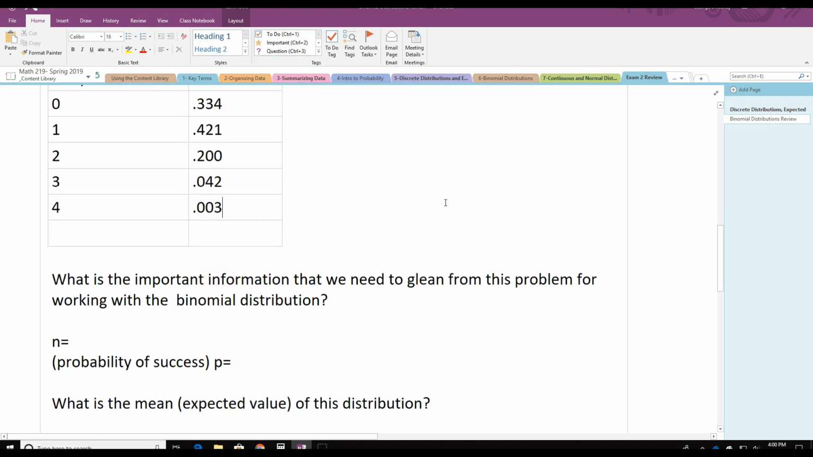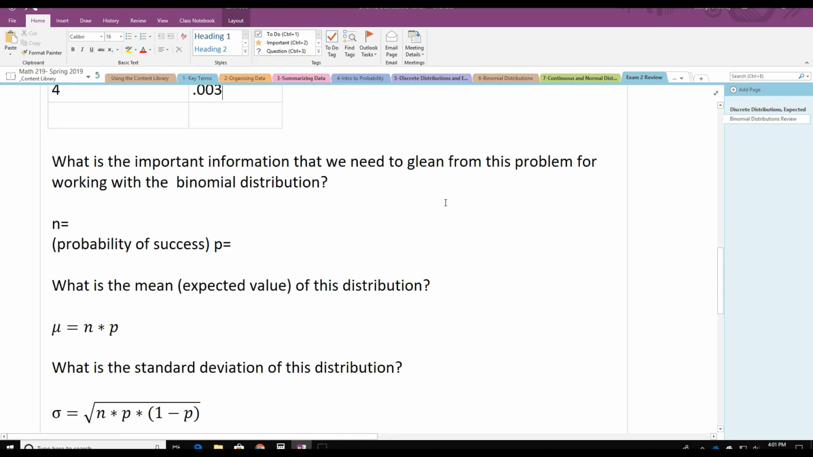So let's first figure out what's the important information that we need to glean from this problem for working with the binomial distribution. The first is the n, the sample size, and so n is going to equal 4 in this case. The second part that we're going to need is the probability of success, and so that's going to be 0.24. Now, utilizing those 2 pieces of information, we can pretty much solve any problem that we have with binomial distributions.